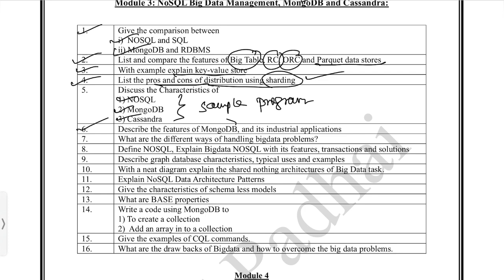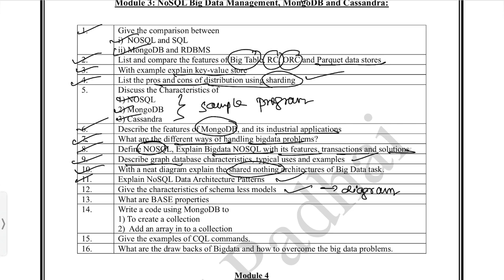Next is describe the features of MongoDB. You will explain it and its industrial application. What are the different ways of handling big data? Then you have define NoSQL. Explain big data NoSQL with features, transaction, and solution. Now describe the graph database and typical use cases. Next you have the shared nothing SN architecture. Followed by that, you have NoSQL data architecture patterns. What are the characteristics of schema-less models? You have a diagram for this.